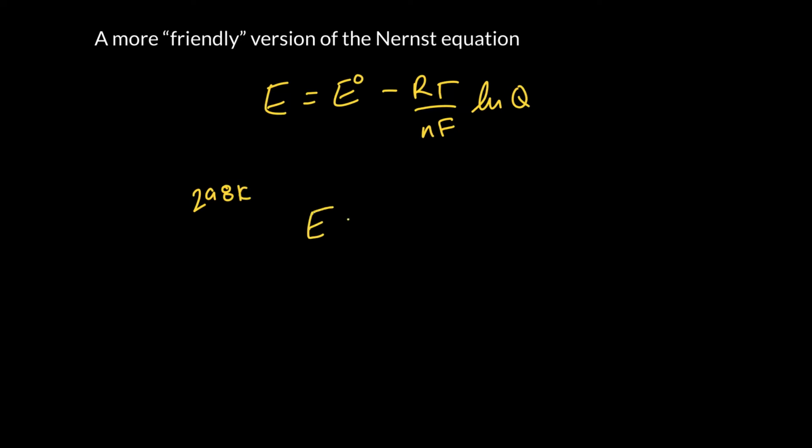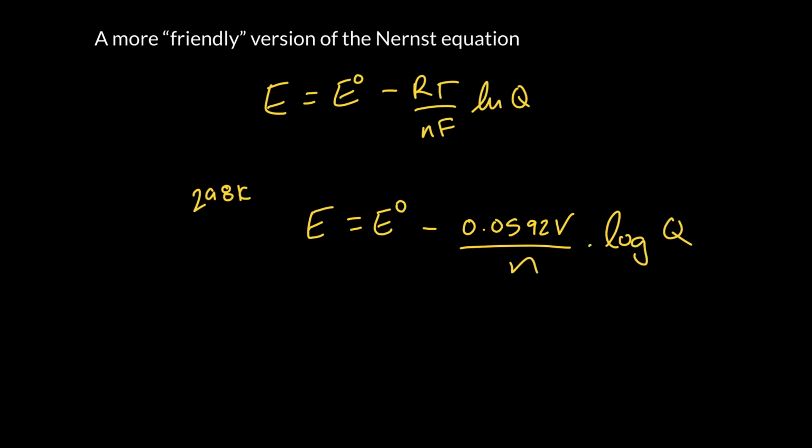In the last video, we wrote the Nernst equation in this form, and there's nothing wrong with this form, so it's totally fine. So E equals E standard minus RT over NF natural log Q. But it's commonly written under conditions of 298 Kelvin like so. So E is E standard minus 0.0592 volts over N times the log of Q, and it's exactly the same.